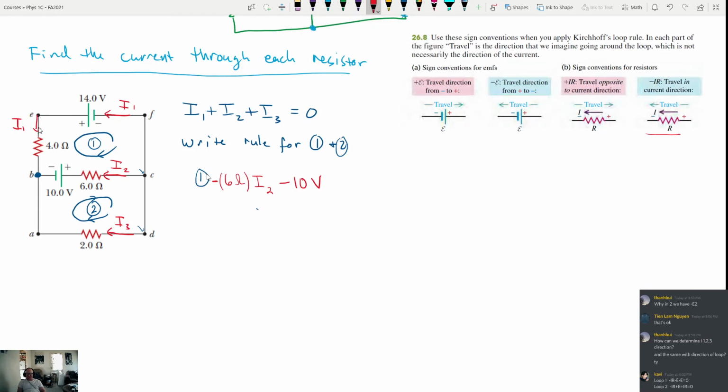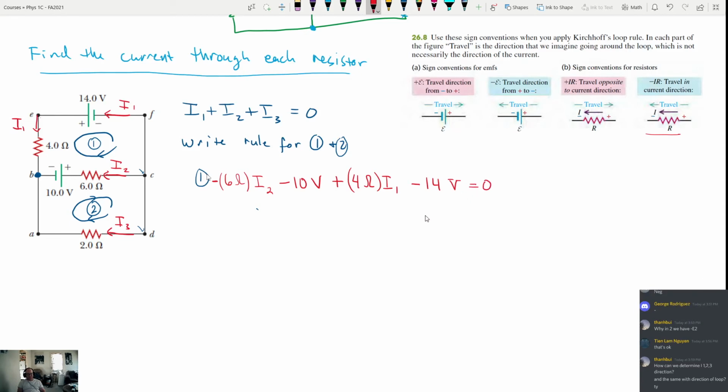When we get to this point right here, we see that the current I1 is flowing down, but the path that we're traveling along is going in this direction. So that means that we write down plus 4 ohms multiplied by I1. And then we get to here, we have a 14 volt battery, and we're going from the positive side of the battery to the negative side of the battery. So we're going to write negative 14 volts.